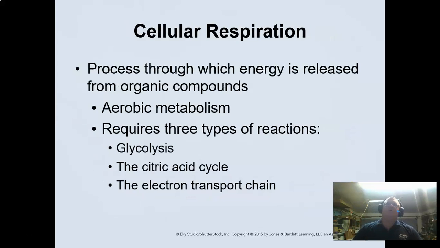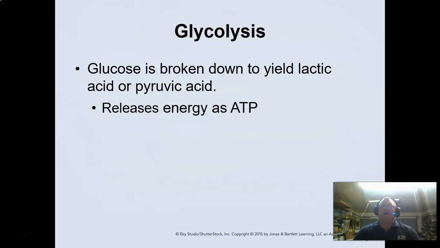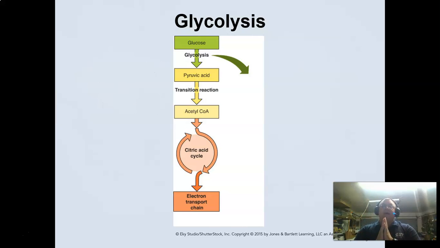Now, cellular respiration. We've talked a lot about this in pathophysiology, and we're definitely going to talk about it a lot right now. It's the process in which energy is released from organic compounds. We want it to be aerobic metabolism, meaning with oxygen. There are three types of reactions: glycolysis, the citric acid cycle, and the electron transport chain. When we don't have oxygen, we can do the glycolysis part, but here's the problem: it creates a ton of acid. Glycolysis is where glucose is broken down to yield lactic and pyruvic acid. In that process, it releases a little bit of energy, 4 ATP molecules to be exact. Once that pyruvic acid gets in there, an enzyme converts it to acetyl-CoA, which starts the citric acid cycle. It then goes further into the electron transport chain, which gives us additional energy.